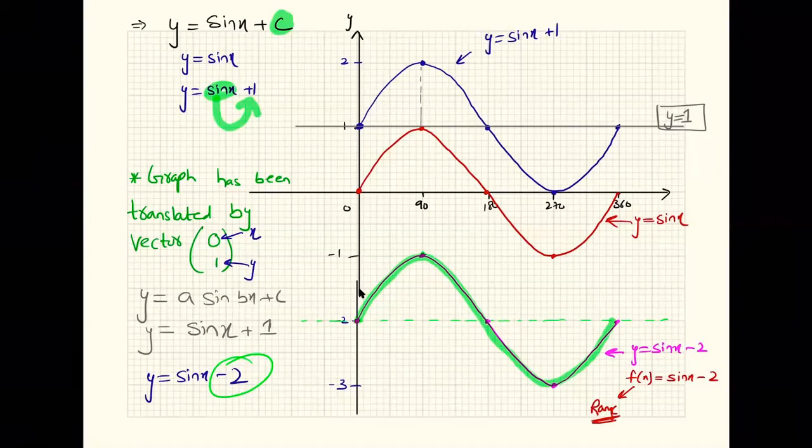-1. No. मिनिमम वैल्यू क्या है? तो f(x) की रेंज क्या है, मिनिमम वैल्यू क्या है इसकी? -3. -3 और मैक्सिमम वैल्यू क्या है? -1.